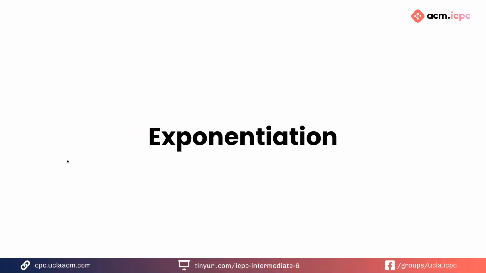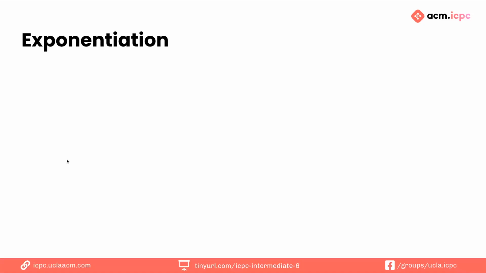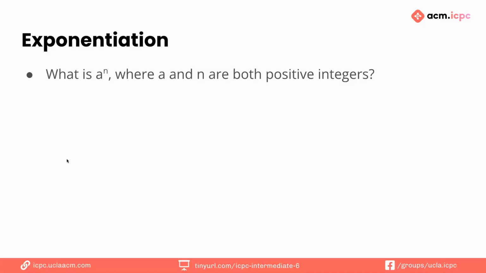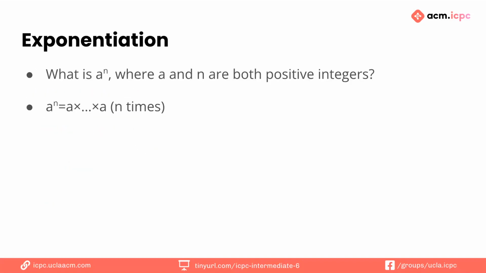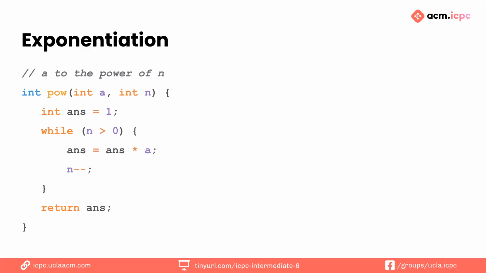And then we can move on to exponentiation. So what is a to the nth power where a and n are both positive integers? It is just multiplying a for n times. And the code is pretty straightforward. It is just a while loop that repeats n times, and we multiply the answer by a each time. And the time complexity is O(n).